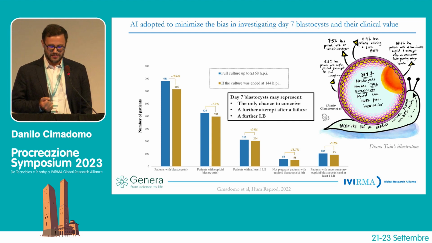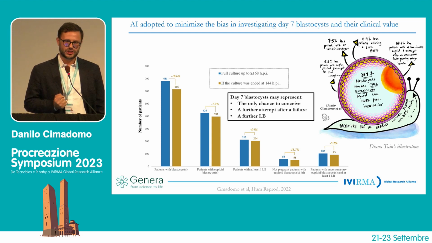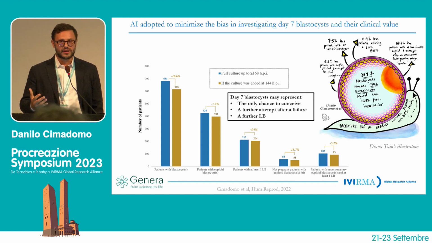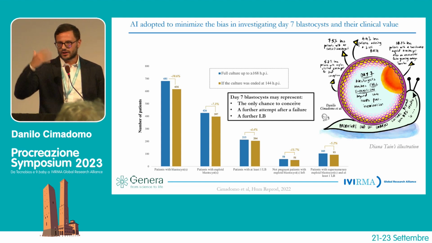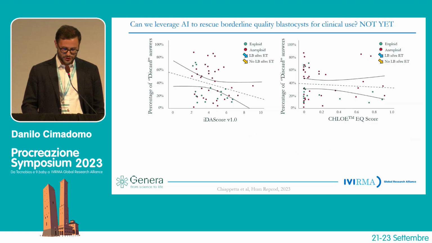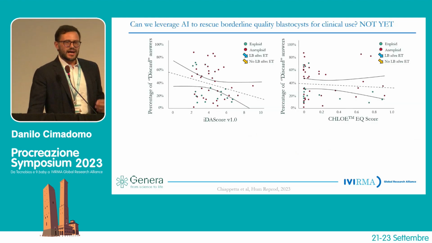So at the end, day 7 embryos may represent the only chance to conceive for certain patients, a further attempt after a failure, or even a further live birth in the concept of the one and done approach. Can AI help us in saving, if you like, these embryos according to their chance of being competent?